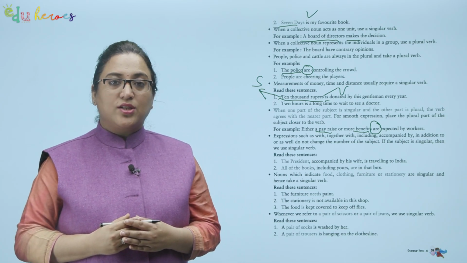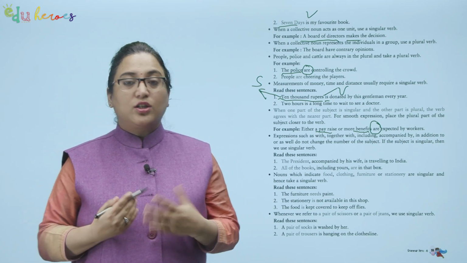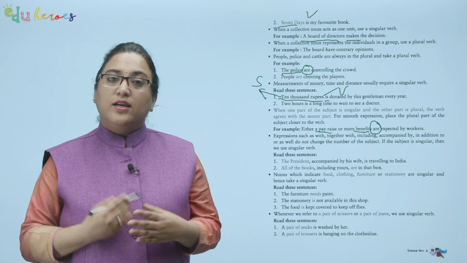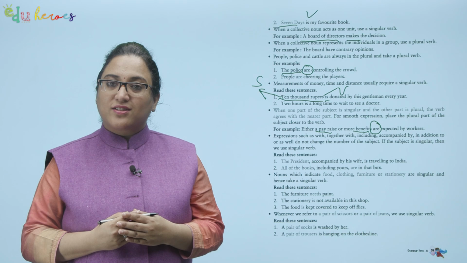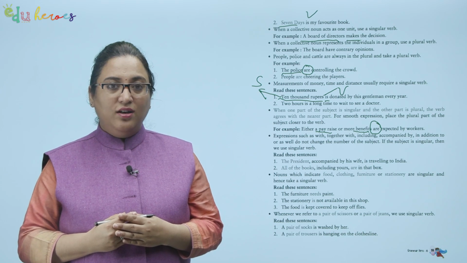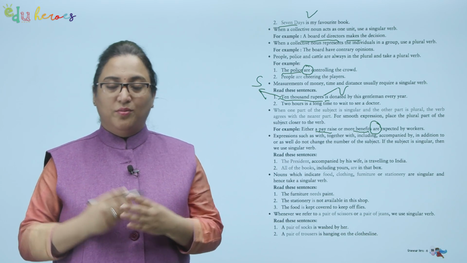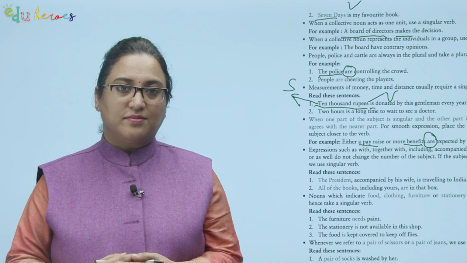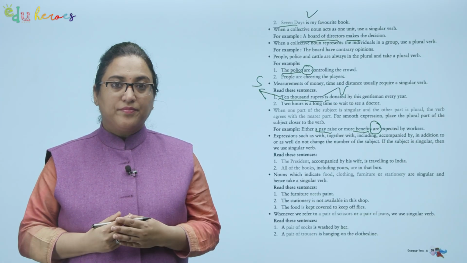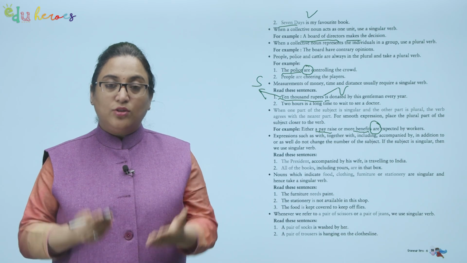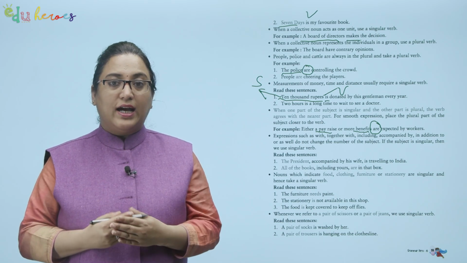Now expressions such as with, together with, including, accompanied by, in addition to or as well as do not change the number of the subject. If the subject is singular, then we use singular verb. Let's read these sentences. The president accompanied by his wife is travelling to India. All of the books, including yours, are in that box.